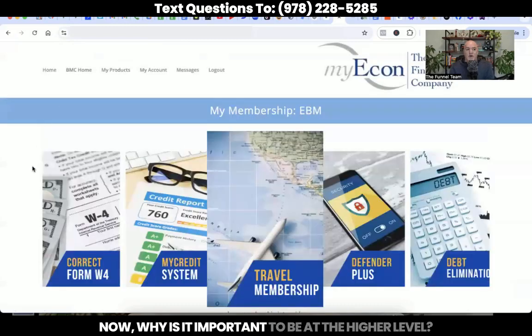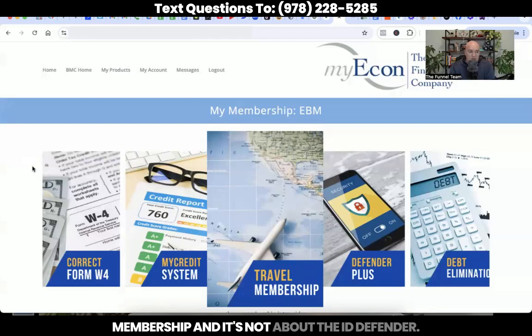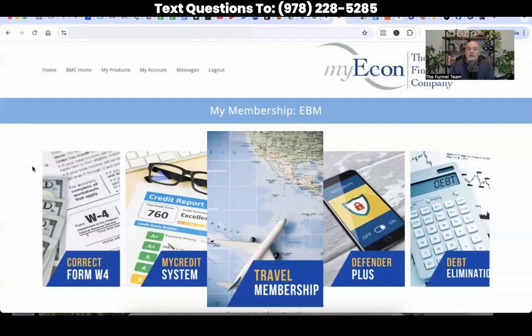Now, why is it important to be at the higher level? Why is it important? And why specifically what I mentioned, the more important fact of it's not about the travel membership and it's not about the ID Defender. If you want $100 sales, be a $100 person. Don't have a lottery ticket or scratch ticket mentality. Try to do the bare minimum amount of work and expect maximum return. It is literally lottery ticket mentality.